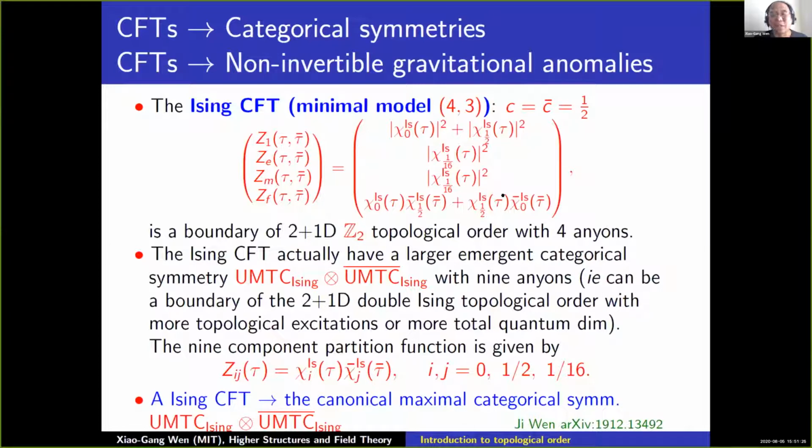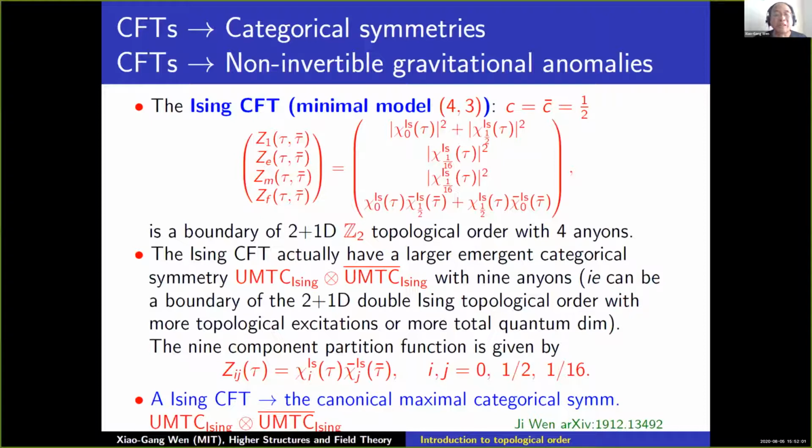Another way to say that: can we view this Ising CFT as a boundary of a more complicated 2D topological order with more anyons, or more generally, bigger total quantum dimension? Actually, I don't know how to define that in higher category, but at least in modular tensor category, we have this total quantum dimension. I assume something similar can be defined for higher category. So therefore, we want to view the Ising model as a boundary of a more complex topological order. So they have a bigger categorical symmetry.